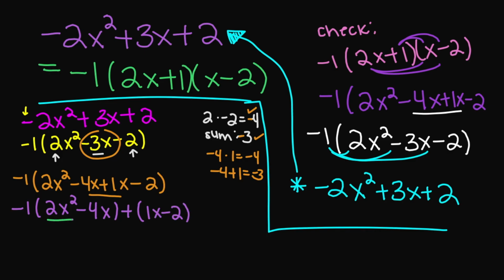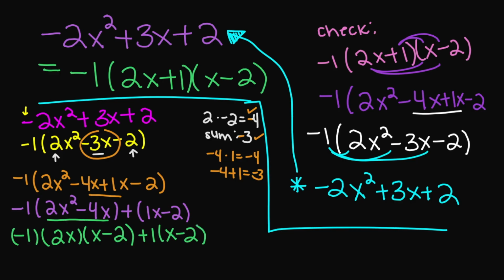Now we're going to factor this group here. So we have negative 1, and then here we have 2x squared minus 4x. I can factor out a 2x here, and I'll be left with x minus 2 inside parentheses, and then plus 1x minus 2. And as you can see, I cannot factor anything out of here, so I'm just going to go ahead and rewrite that.